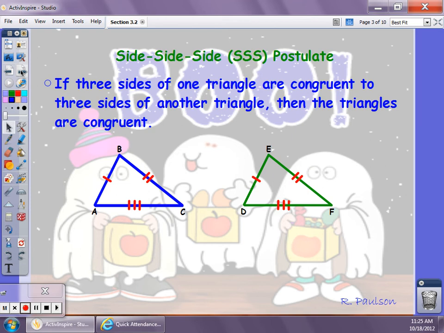So if you were to take triangle ABC and slide it to the right and fit the vertices together on triangle DEF, you would see that not only are the sides congruent, but so are the angles.